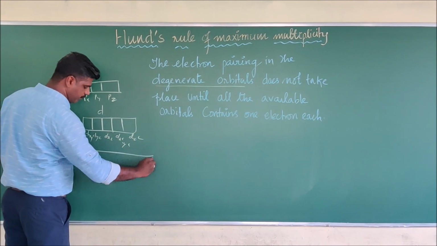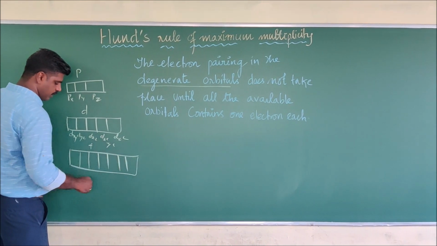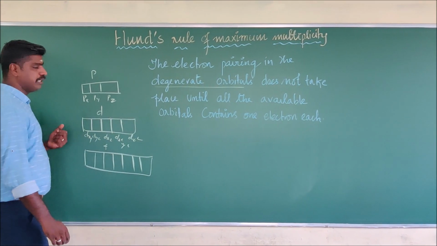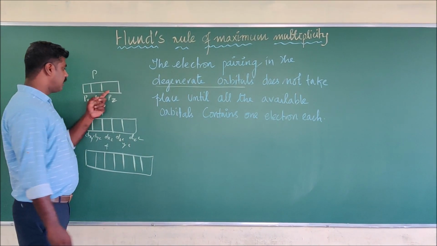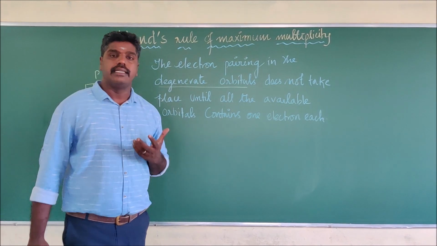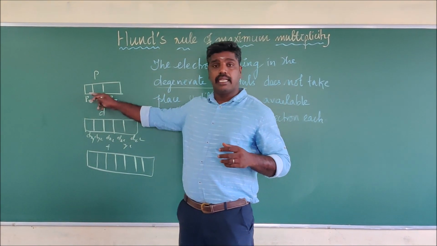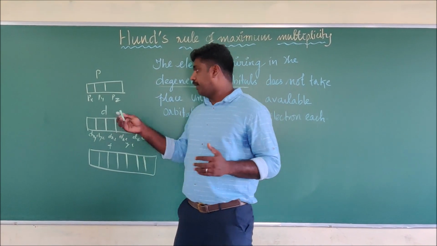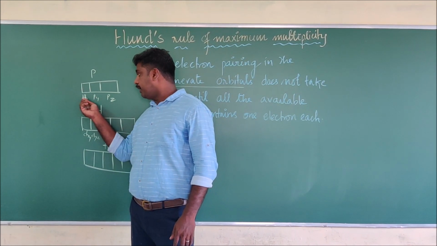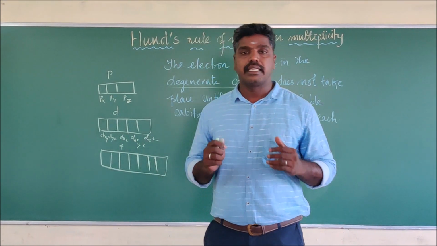Likewise, an f orbital has 7 suborbitals. Here 3, here 5, here 7. These are called degenerate orbitals. Degenerate orbitals means orbitals having the same energy. For example, px, py and pz all have the same energy in the ground state.